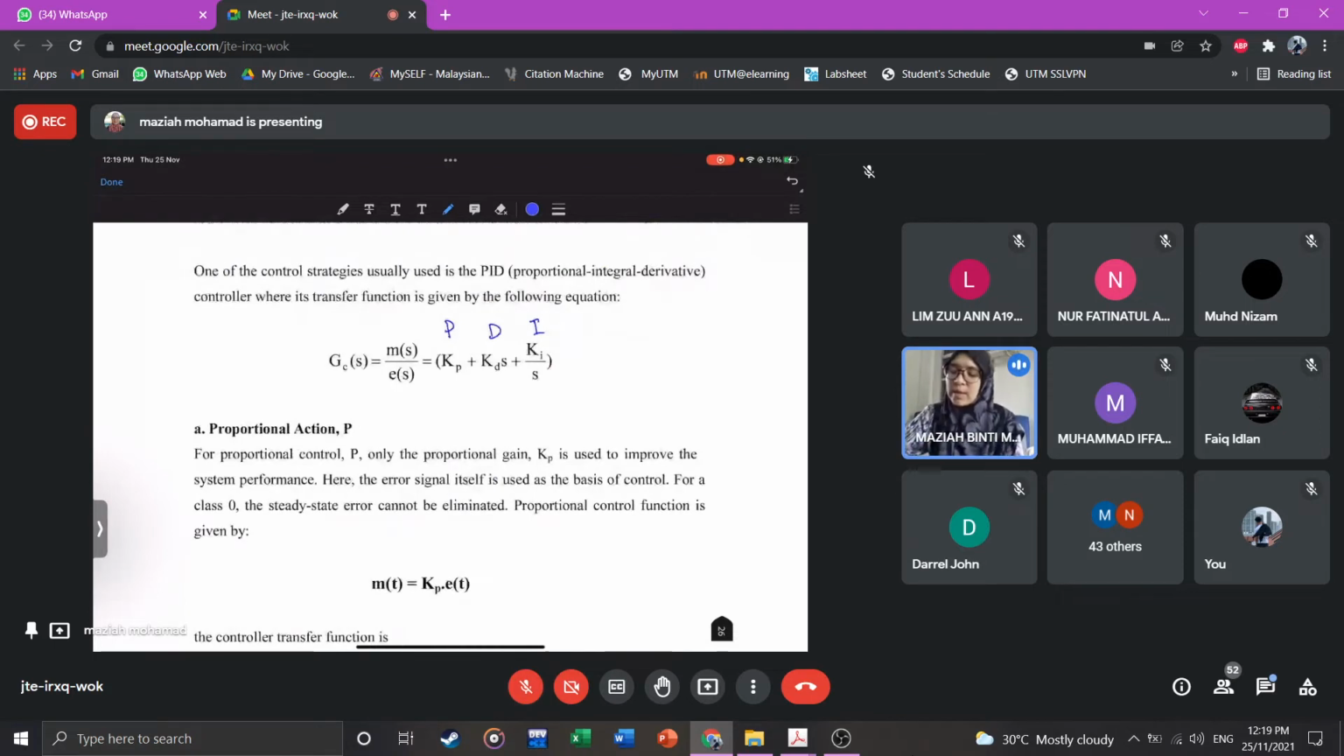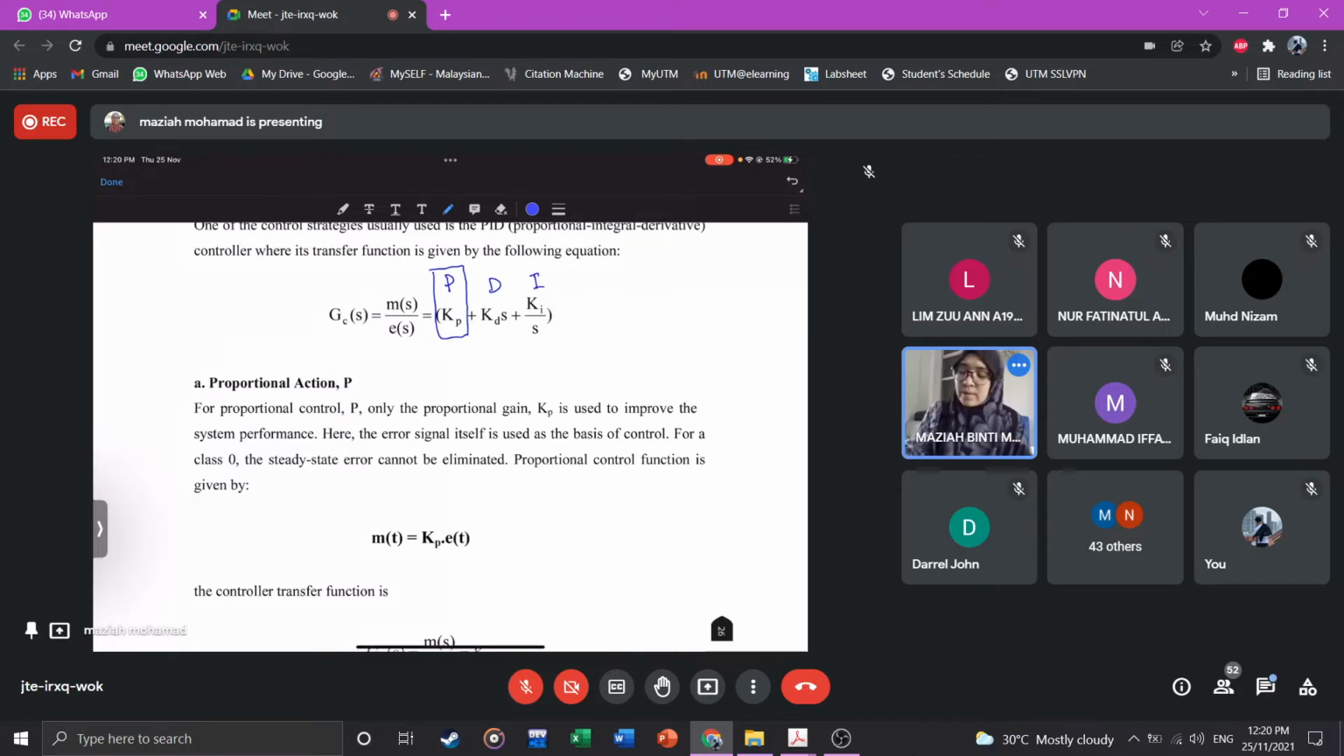The P part is equal to KP, where KP is just a value. KP can be 0.5, which is not an amplifier, it makes the signal smaller. KP can be 1, 2, 10, 100,000, 500, any value actually. By having a proportional gain, which is a P controller, it will be able to improve the system performance.